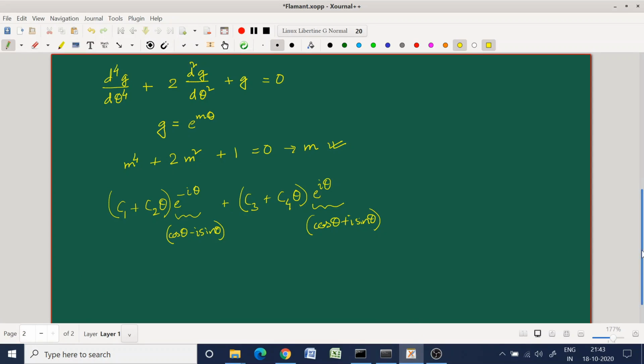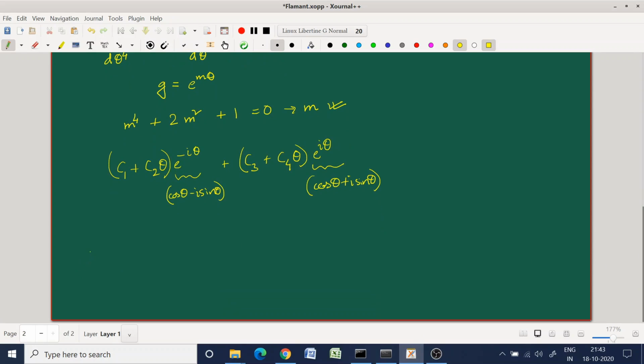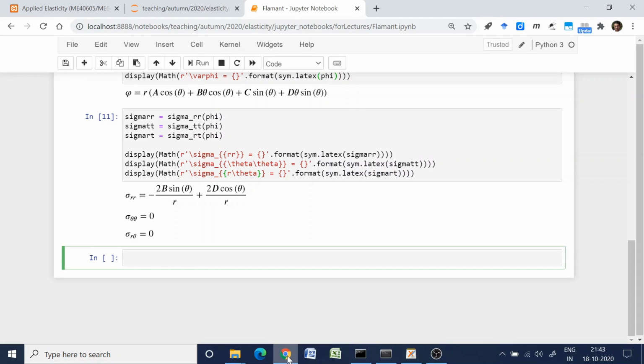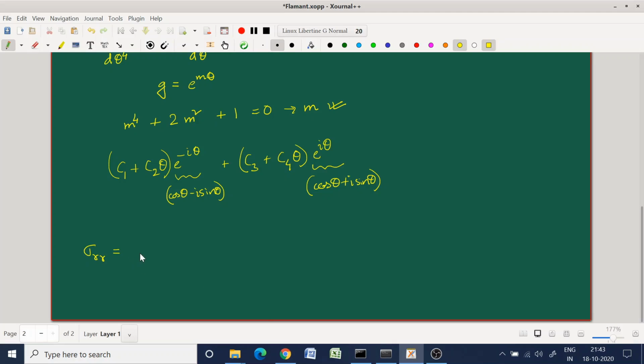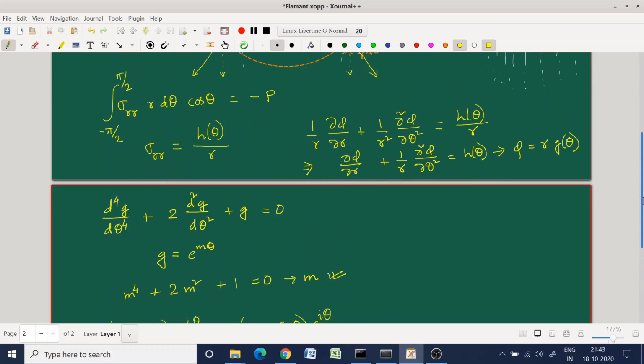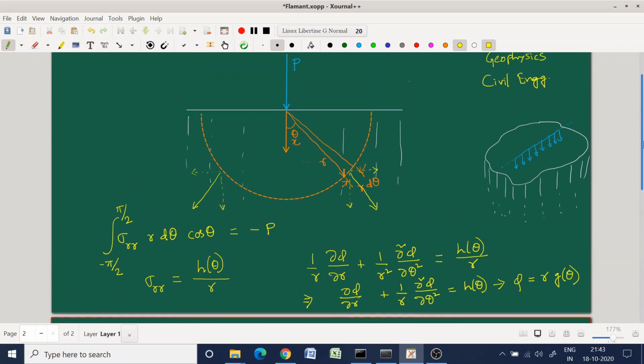Let me write this down. So sigma rr is equal to, let me just take a look, minus 2b sine theta by r minus 2b sine theta by r plus twice d cos theta by r. Right. And let me quickly take a look back at what I had done in the previous page.